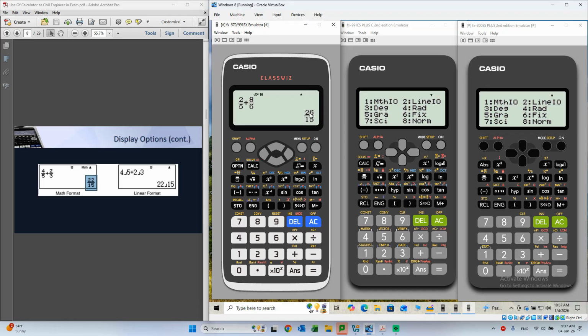Now I can change this if I don't like 26/15, but I still love to do the things here. I can go back to shift setup, go to input output, and here I'm saying I would like to input math, which is the fractions, but I want the output to be decimal, so I can choose 2 here. So if I do the calculation we had, 2/5 plus 8/6, I say equal, then I see the decimal rather than the fraction.